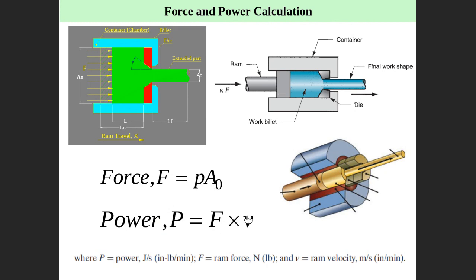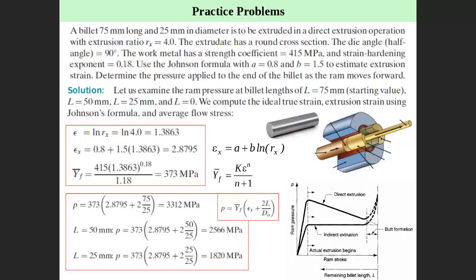multiplied by V, and V here is the speed of the ram. Then force multiplied by V equals the power of the extrusion process, right? Let's take an example. Let's read it and understand.